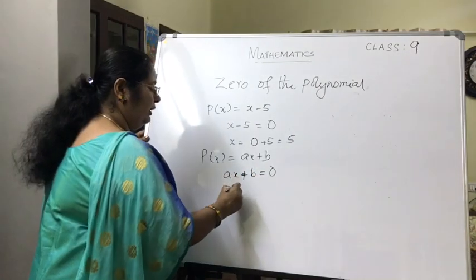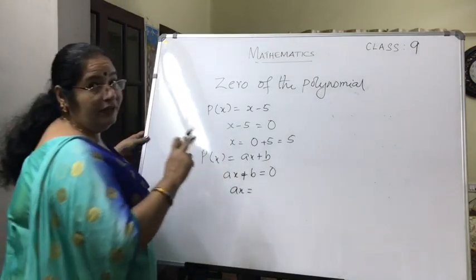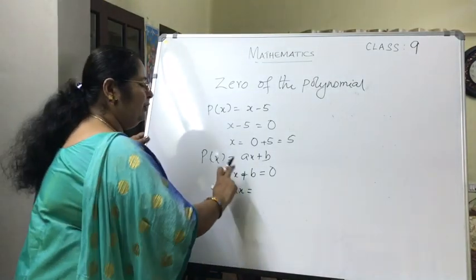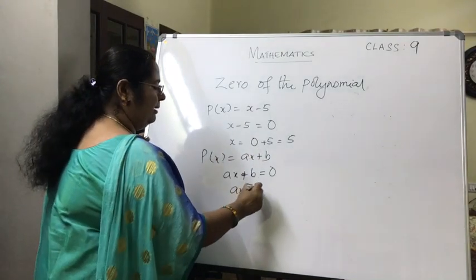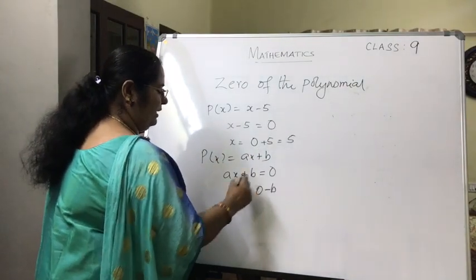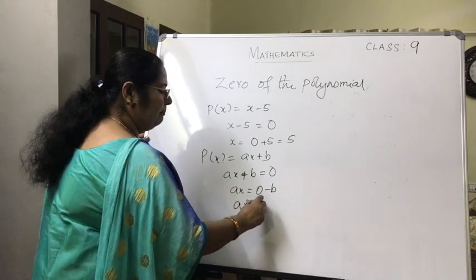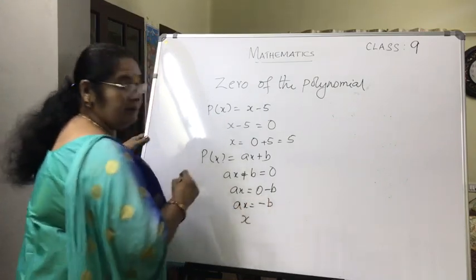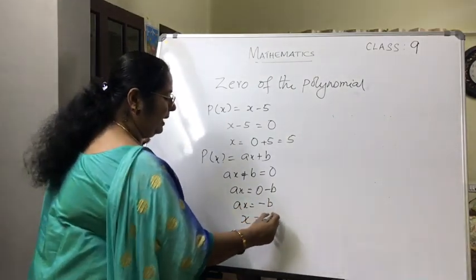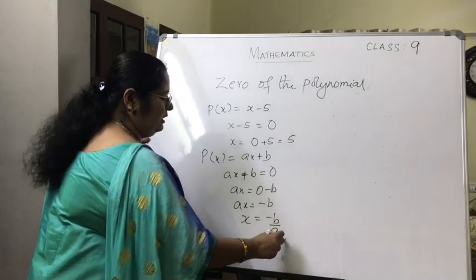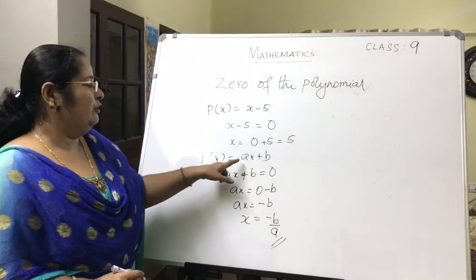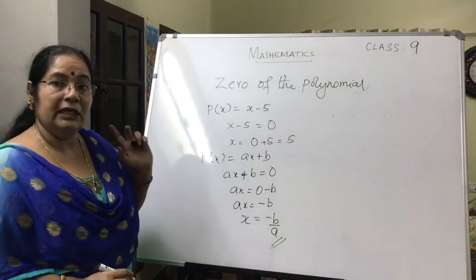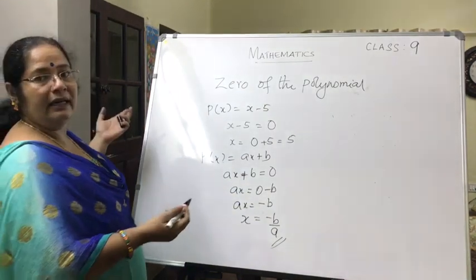Now, what will you do? Ax will be, this is now in the form of a linear equation. Now, what will you do? You will take the plus b to the other side. So, it will become 0 minus b, or ax equals minus b. Now, what is x? What is the value of x? Minus b by a. So, when the value of x is minus b by a, the value of this polynomial becomes 0. Let us see whether it is correct or not.